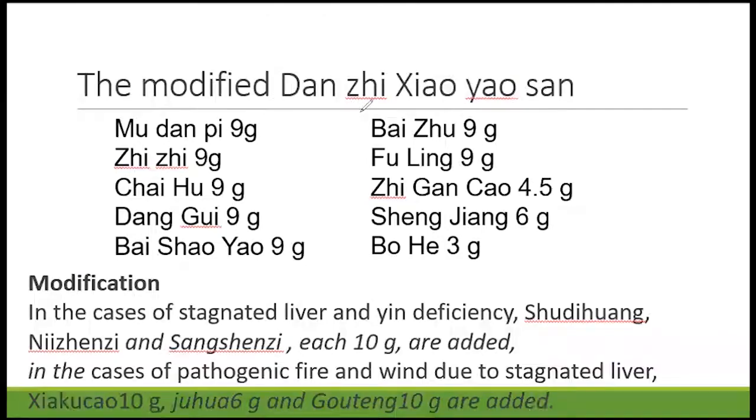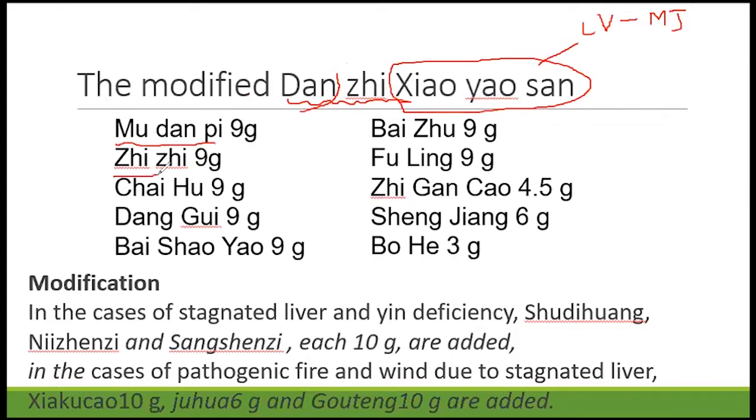The formula we use is Dan Zhi Xiao Yao San, the special formula for soothing liver qi, especially when liver qi is attacking the middle jiao. In this formula, we have a lot of herbs toning the middle jiao, toning the spleen qi. Dan is Mudanpi, and Zhi is Zhizi. These two herbs clear heat. Mudanpi clears heat from the blood level, and Zhizi clears heat from the triple jiao. So we use this for liver qi stagnation that tends toward a heat condition.